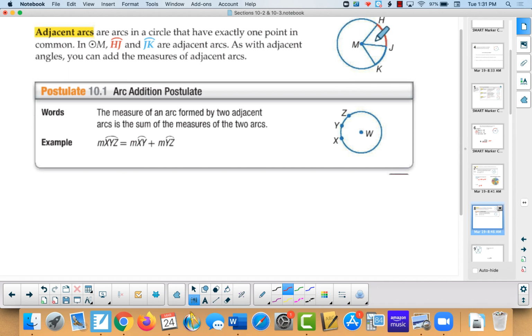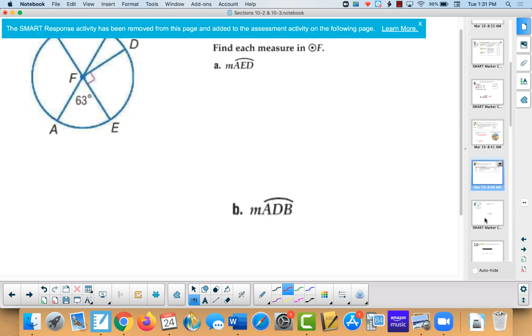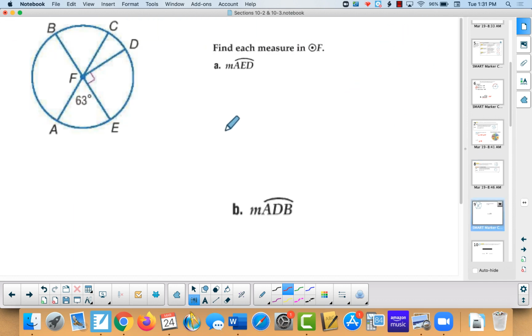Finally, just like the segment addition postulate and the angle addition postulate, arcs work the same way. When you have two arcs that make up a big arc, those two arc measures are going to add up to equal the measure of the big arc. So in this example here, if I want to find the measure of AED, that's this arc right here, I know that this piece is 63 because it's going to be equal to that central angle. This piece is 90, and we can add those two together to get 153 degrees.